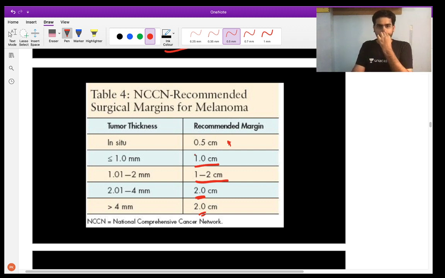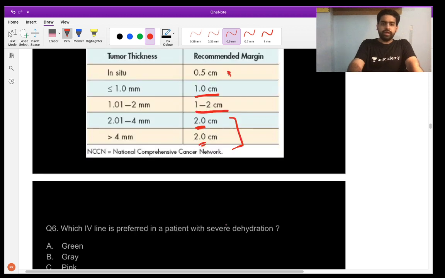So please have a look at this. Less than 1 millimeter, only 1 centimeter. 1 to 2 millimeters, it is 1 to 2 centimeters, depending on the size and the surgeon's preference. More than 2 or more than 4, whatever it is, after 2 it is always a 2 centimeter margin. So this is important, right? Let us talk about the next question.